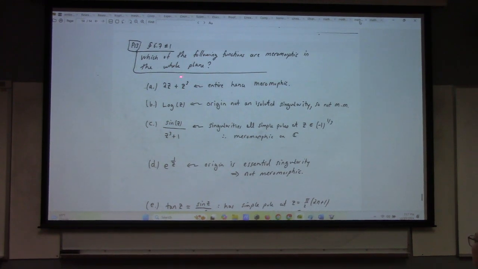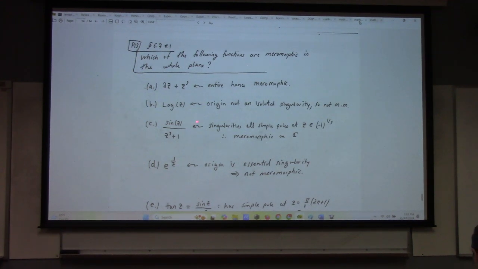In fact, this would still be meromorphic on the extended complex plane, right? Remember, the rational functions are the only meromorphic functions on the extended complex plane. This is not meromorphic because it's got a singularity which is not isolated. Meromorphic functions have to have only isolated singularities.